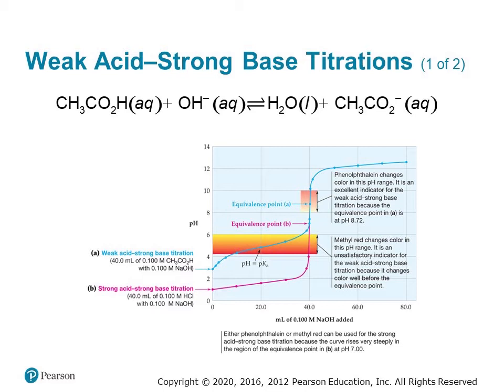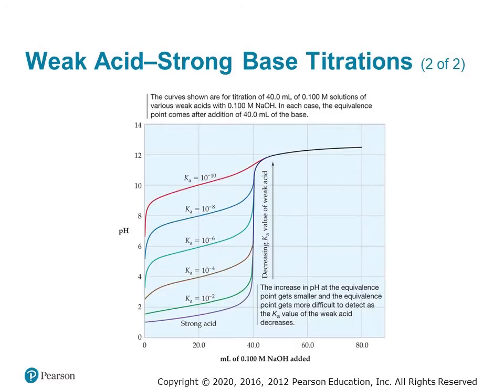Since all of our acetic acid has been converted to its conjugate weak base form, acetate ions, the pH at the equivalence point will be basic, not neutral. It is, however, still determined by the point of sharpest increase on the graph. The shape of a weak acid strong base titration curve will vary somewhat depending on the Ka value of the acid. The higher the Ka value, the more similar it will be to the strong acid strong base case.